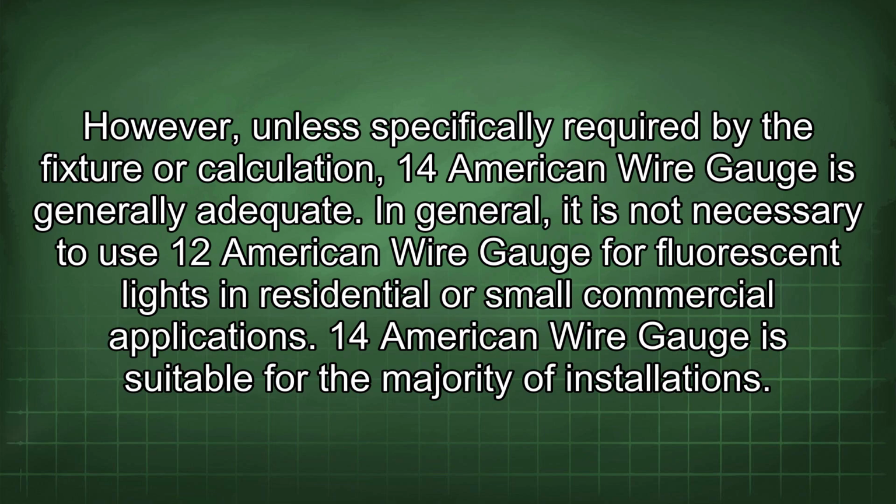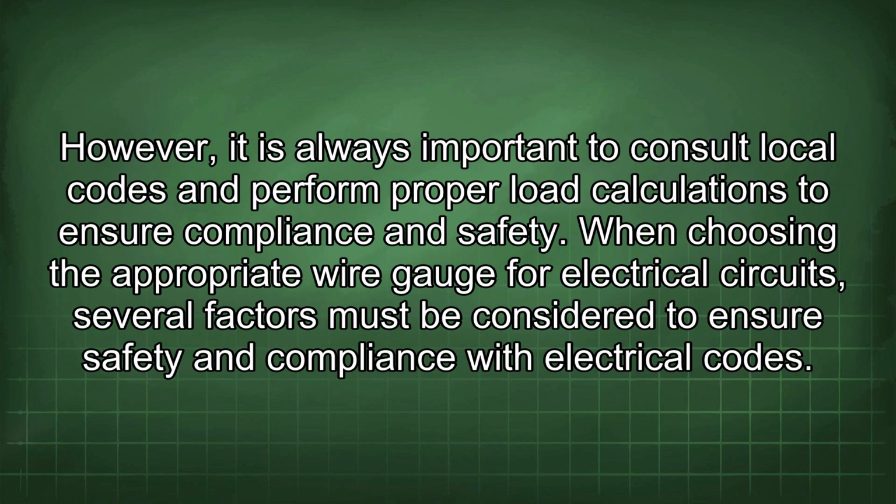In general, it is not necessary to use 12 American wire gauge for fluorescent lights in residential or small commercial applications. 14 American wire gauge is suitable for the majority of installations. However, it is always important to consult local codes and perform proper load calculations to ensure compliance and safety.